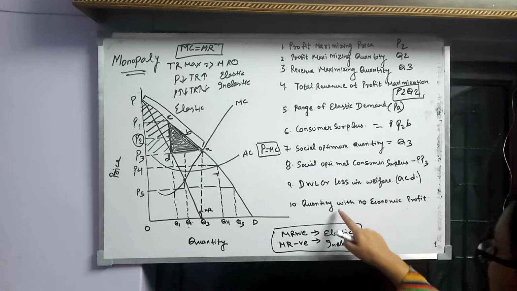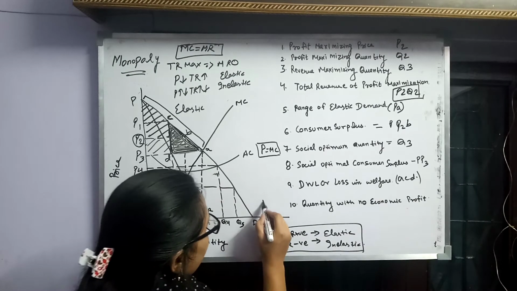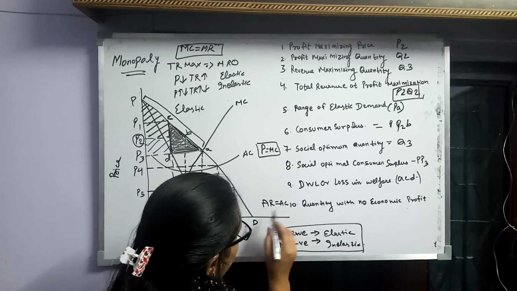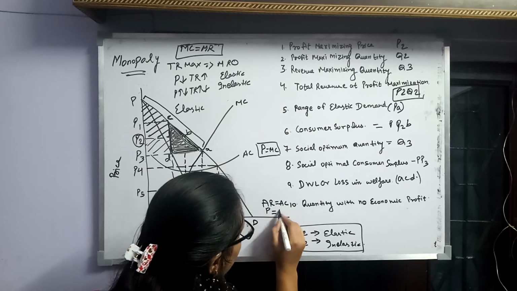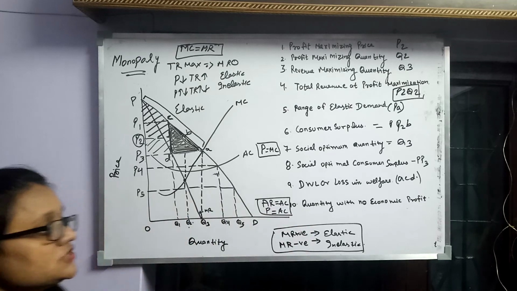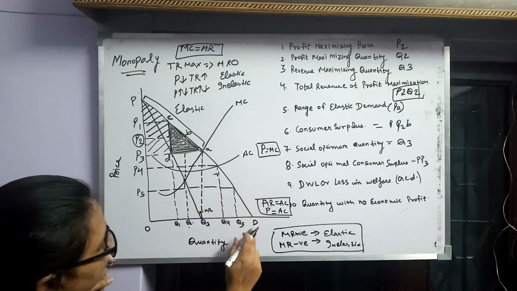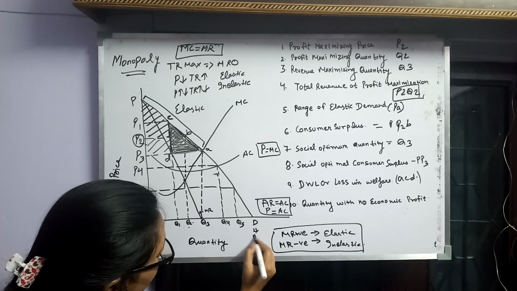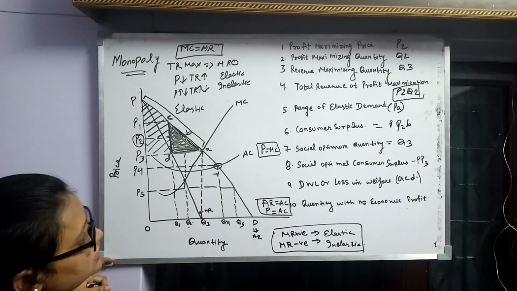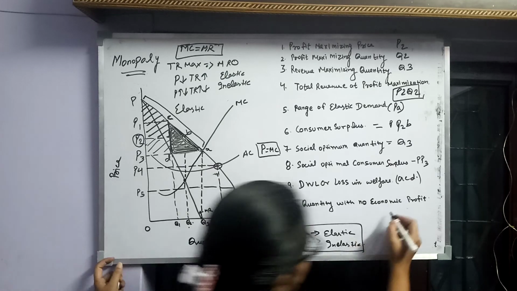Next, quantity with no economic profit. For this we have the condition that average revenue is equal to average cost, or we can write that price should be equal to average cost. So this is the condition where there is no economic profit. So what will be the point? This demand curve we can also call average revenue. So this is the point where average revenue is equal to average cost. So the quantity is Q4.